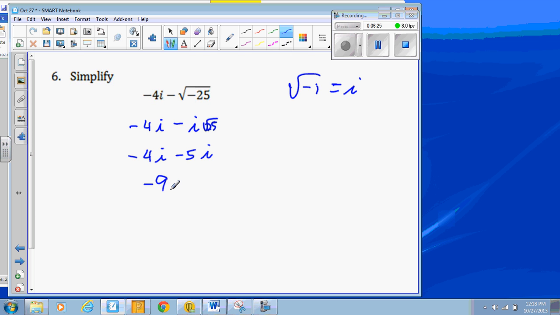That's negative 9i. The mistake most people make is they look at this negative and say negative times negative is positive, but that's not the case here because this negative is inside of the square root. To come out, it becomes a positive i. Okay.